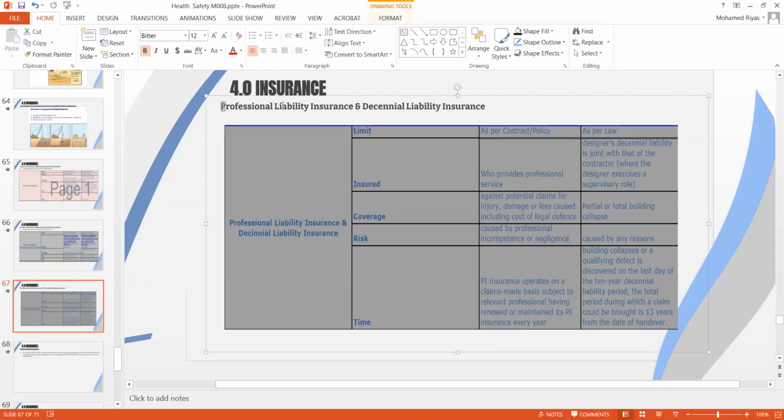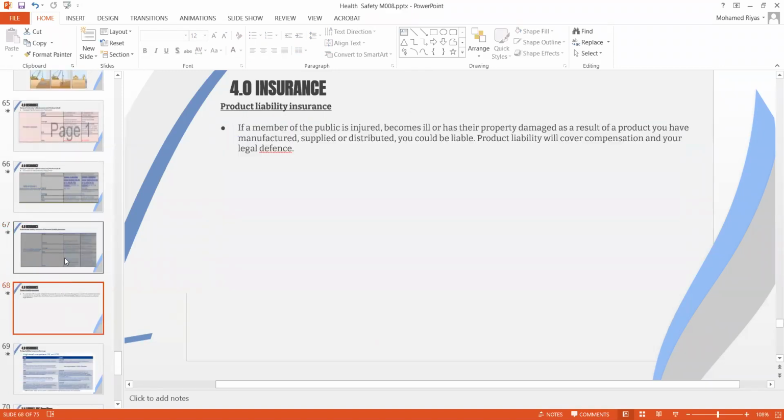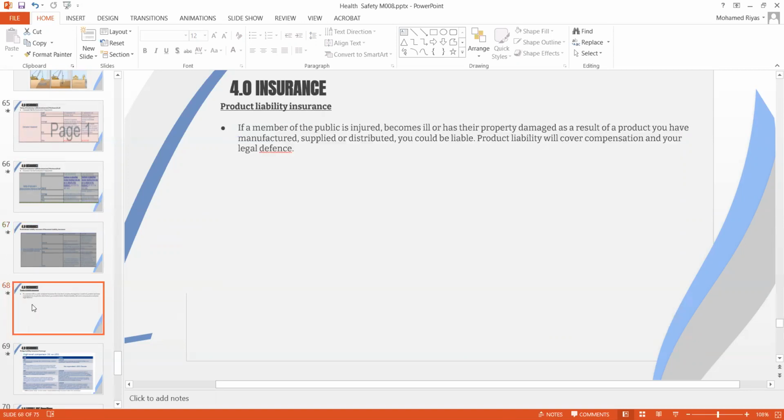But professional liability, professional indemnity insurance, is the insurance as per the contract requirement. There is a limit already placed in the contract. Accordingly, you have to procure it. But even if there is no contractual requirement, as a professional you're supposed to have PI insurance, to support your unforeseen cost if you face any challenges on your negligence.